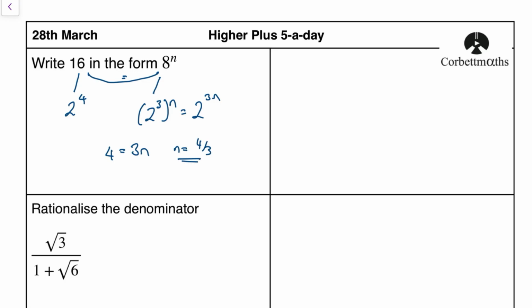And that means, going back to my original question, I can write 16 as 8 to the power of 4 over 3. And quick check, we know that works because the third means cube root. The cube root of 8 is 2. 2 to the power of 4 is 16. So therefore it's 8 to the 4 over 3.